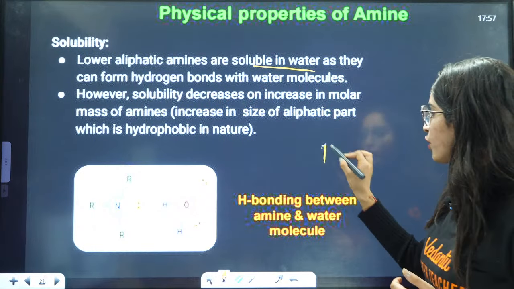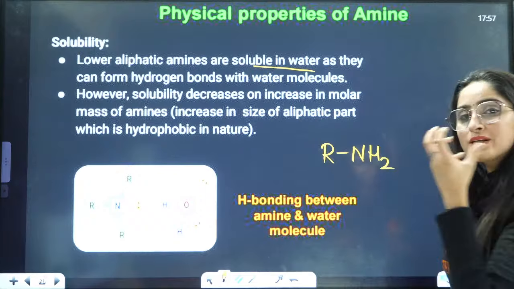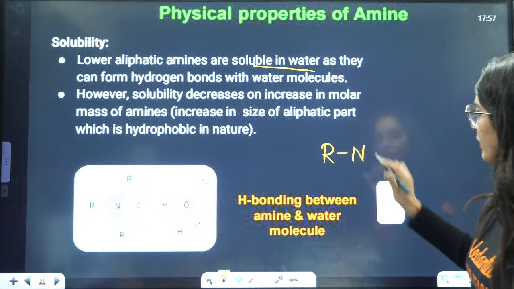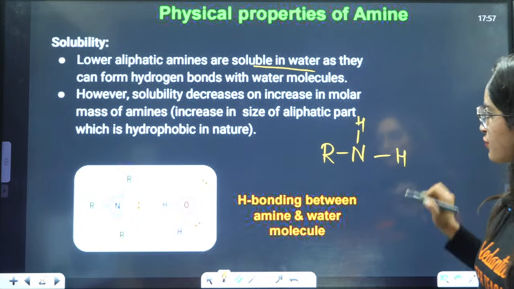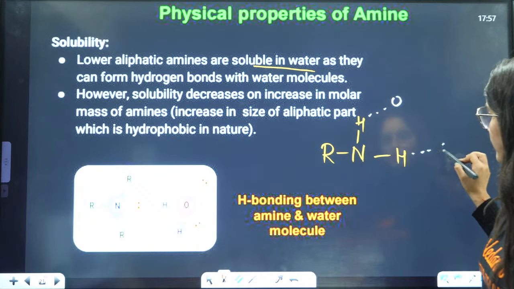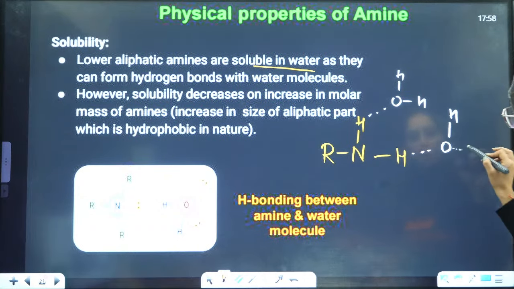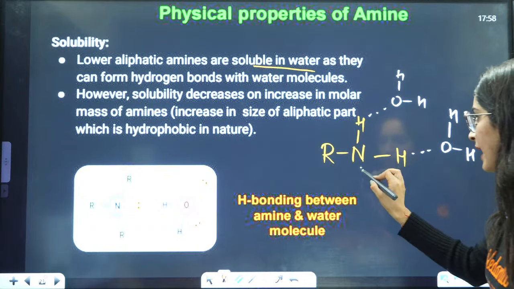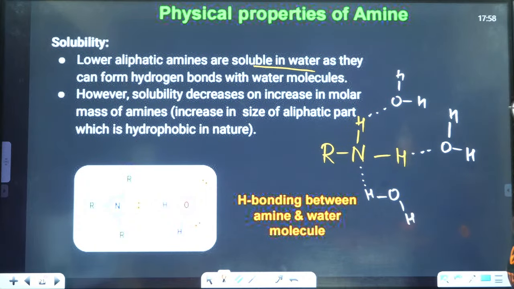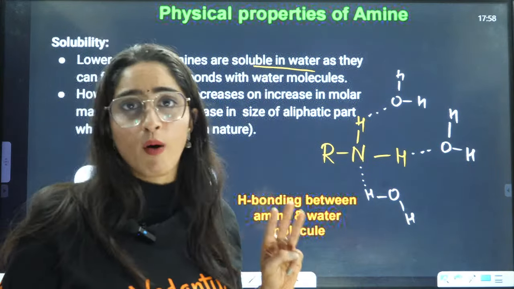Why? Because if you talk about this RNH2, if the R group is small, then the hydrogen bonding will be more. Here you will have hydrogens, and this hydrogen can obviously form a hydrogen bond with the oxygen of water. This nitrogen can have a hydrogen bond with the hydrogen of water. So basically a 1 degree amine can form 3 hydrogen bonds in water.